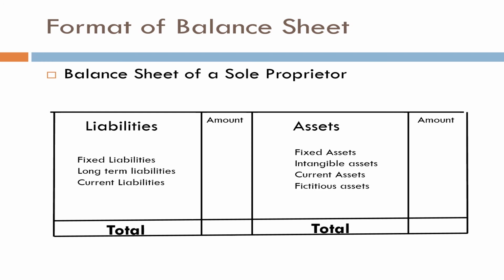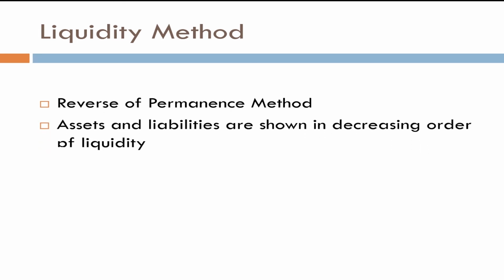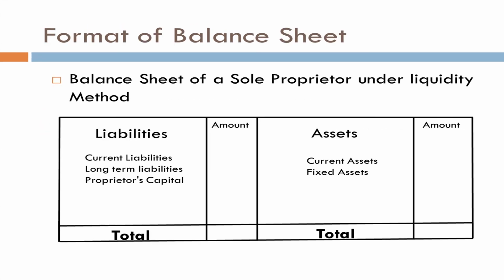Moving on to the second method of preparing the balance sheet, that is the liquidity method. This method is the reverse of the permanence method. Under this method, assets and liabilities are shown in order of decreasing liquidity. On the asset side, current assets are shown on the top, followed by fixed assets. On the liabilities side, current liabilities are shown on the top, followed by long-term liabilities and proprietor's capital.